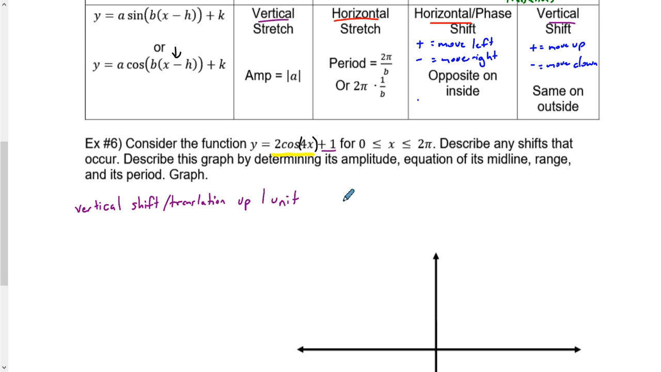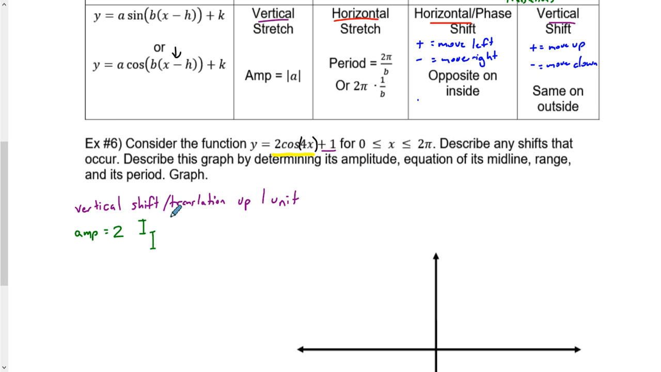So we're going to determine a few things first. Let's talk about the amplitude. Well, our amplitude is affected by our a value, so our amplitude is going to be 2. Again, measuring from the center to its highest point, or from the center to its lowest point. Both the same thing.